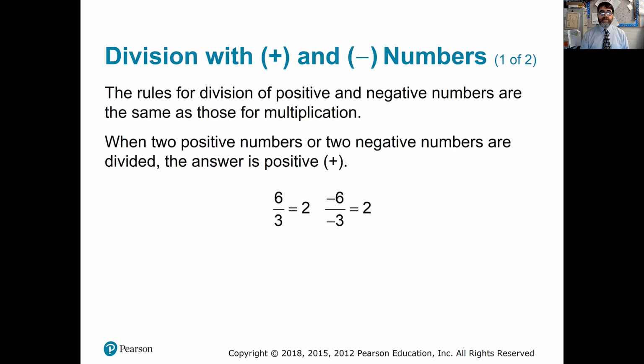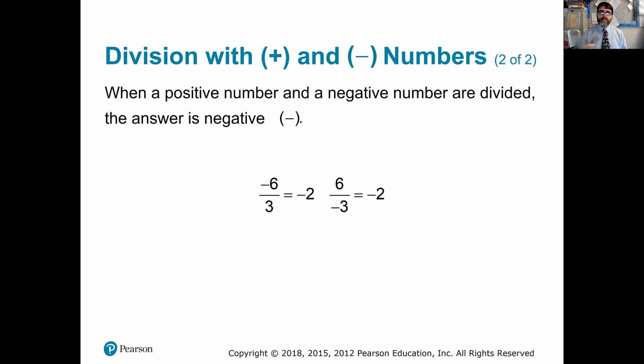Same kind of thing happens with division, so I'm not going to spend a lot of time labeling here. Two positives gives you a positive, two negatives gives you a positive. Negative and positive, positive and negative, doesn't matter which order it is going to give you a negative answer.